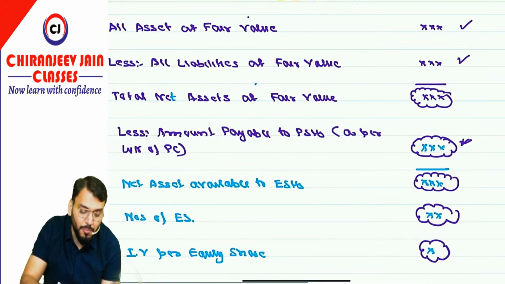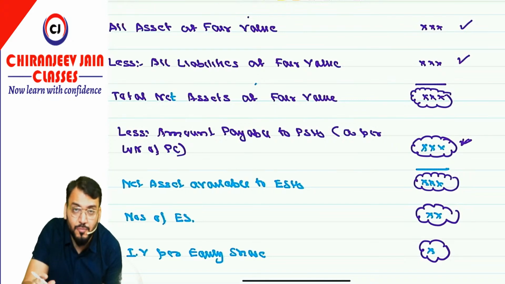So what is the formula? All assets at fair value minus all liabilities at fair value. This will be the net asset available to total shareholders. From this you will minus what?